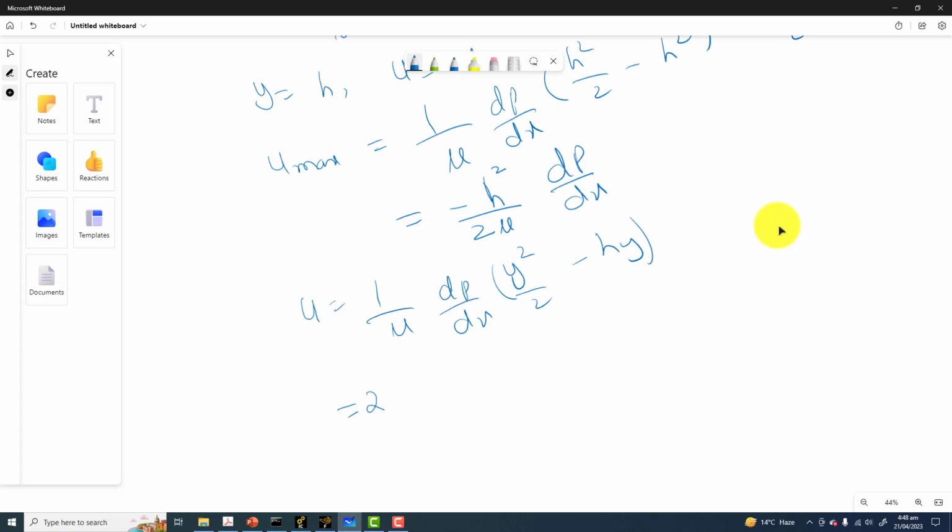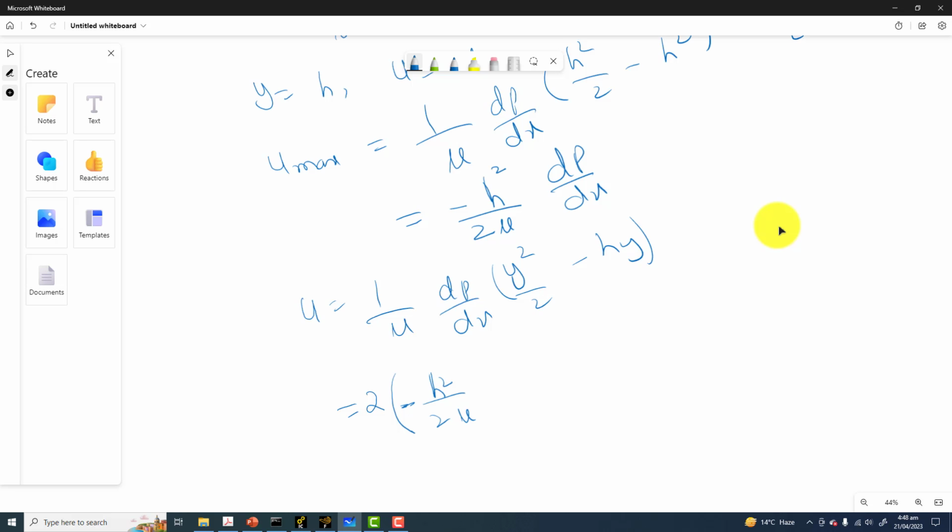So this 2 means that I have to divide this also by the 2. So this will be 1 upon 2 mu. And also I want to take out the minus sign common, and also I want to take the h square common. So this will be minus h square upon 2 mu.